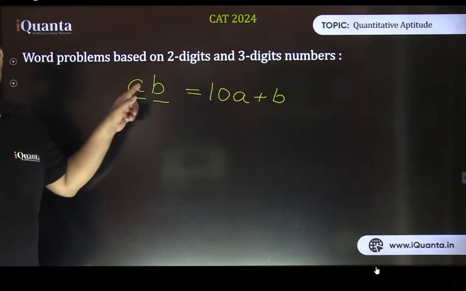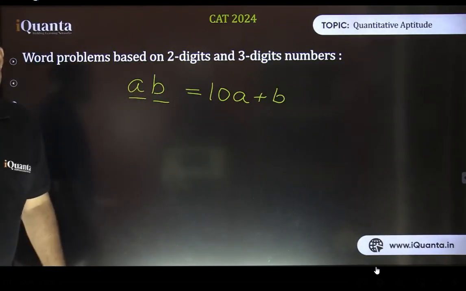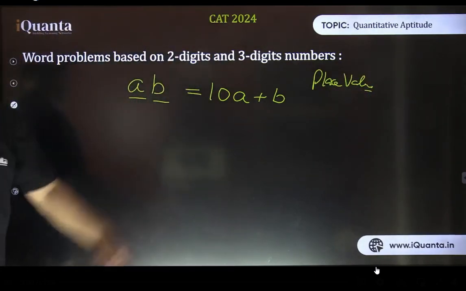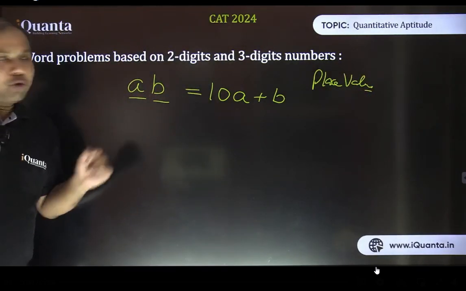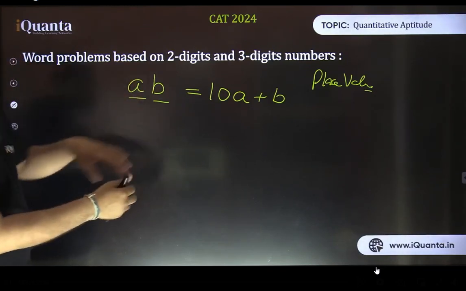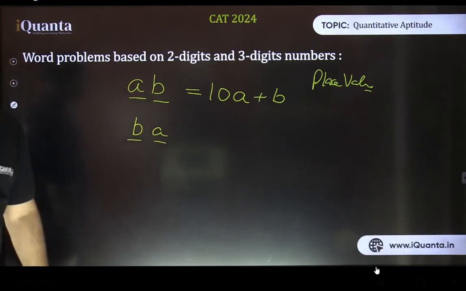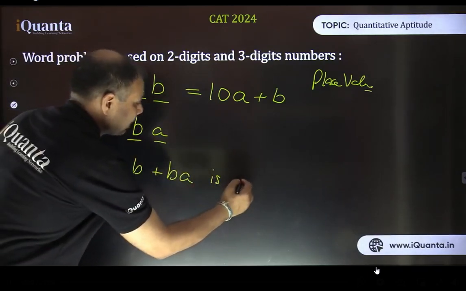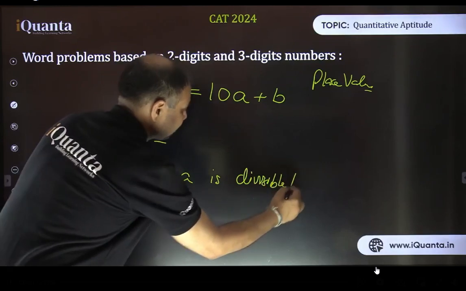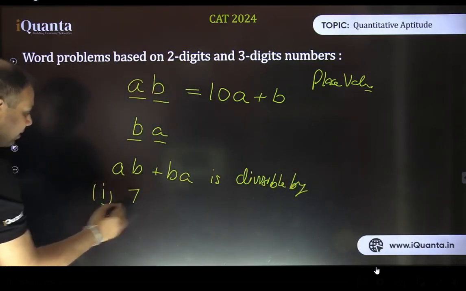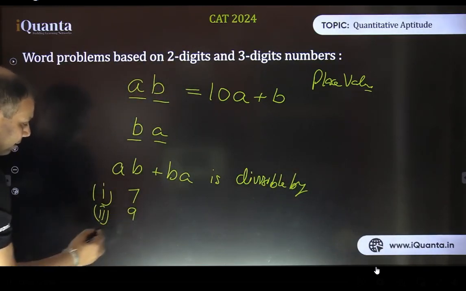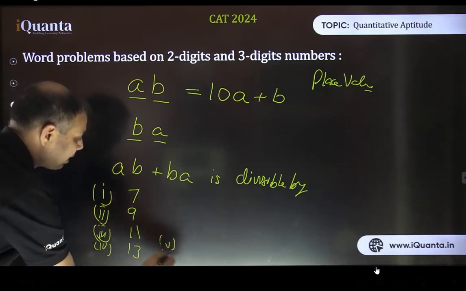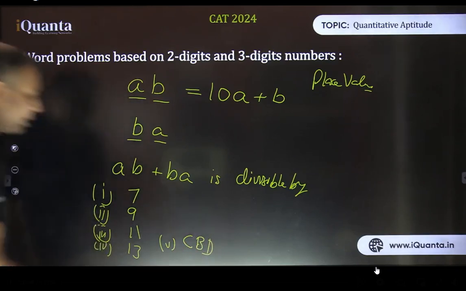Because this is not A multiplied with B. This A is at the tens place. This is a place value basically. So place value plays an important role. This is a tens place value, so it is 10A plus B. Okay, unit place and tens place, exactly. So if I say there is a 2-digit number AB and reverse the digits to make another 2-digit number, that's BA. So the question is, AB plus BA is divisible by, if I give you the options, let's say 7 or 9, 11, 13, and fifth option, can't be determined, data insufficient. What would you answer?